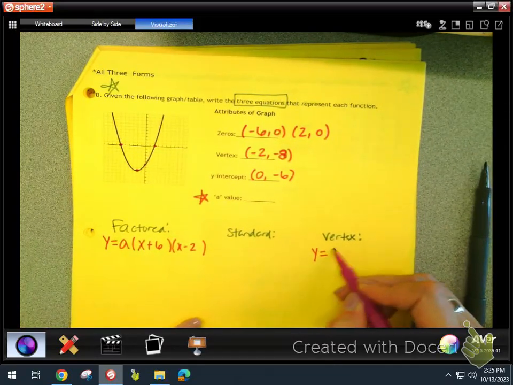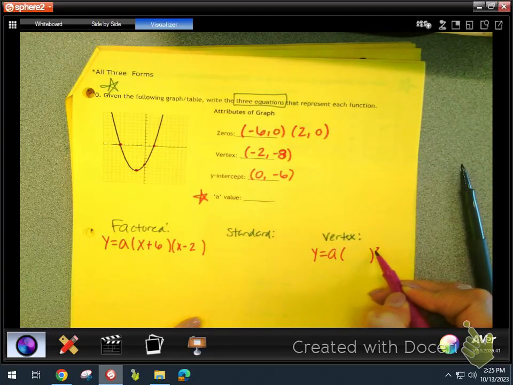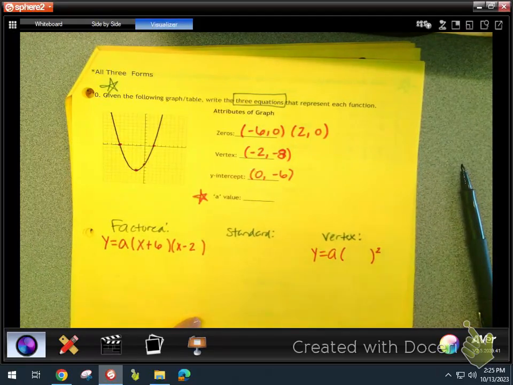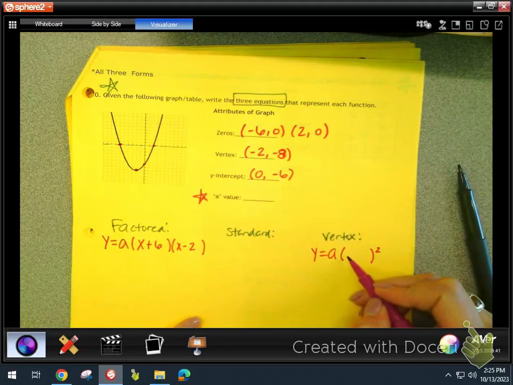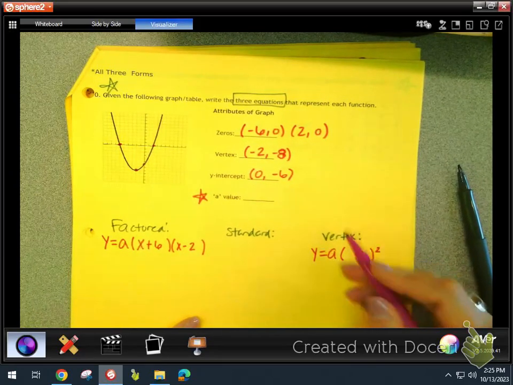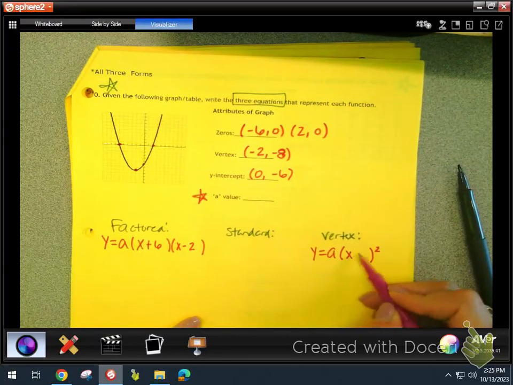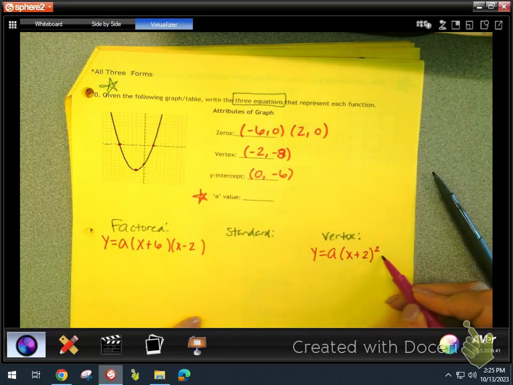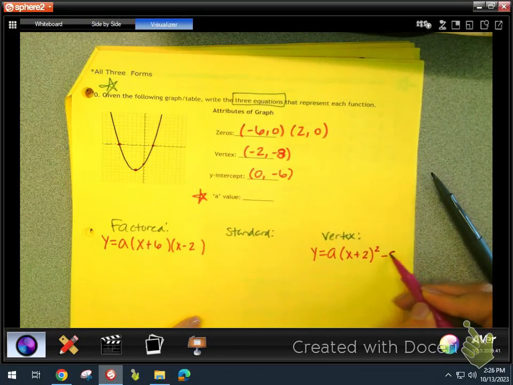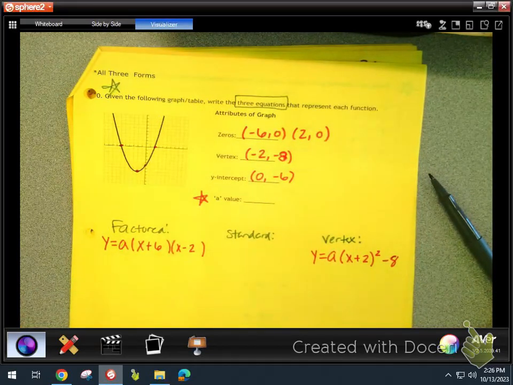We don't know A yet. Vertex form has a parentheses, squared, and I'm going to put in the binomial squared, I'm going to put what? Plus 2, then minus 8. We're in vertex form right now, okay? We are in vertex form.